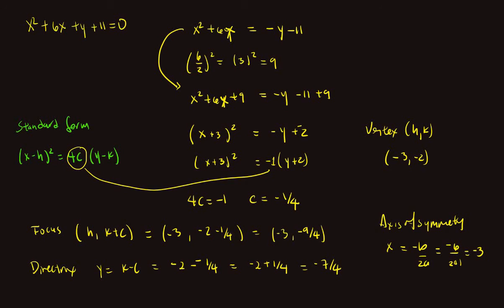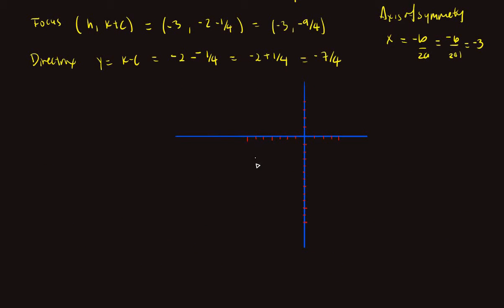Let me do the graph now. So here we have a graph. Now we're going to look at the vertex, which is negative 3 and negative 2. So when x is negative 3, y is negative 2, so it's going to be somewhere around here. We're going to find the directrix, which is negative 7/4. It's a little bit more than negative 2, negative 1 point something, flip it up.